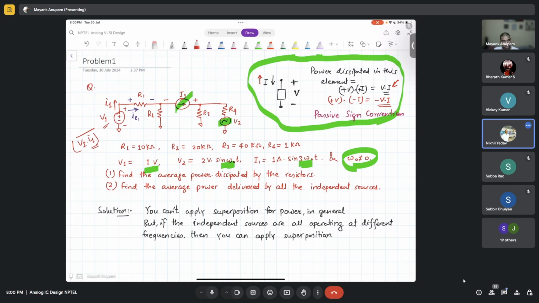Yes, sir. Similarly this holds good for the current source also, what you have explained here? Yes, the same thing holds. Like instead of voltage, you have a current source, if the current is going from the positive to the negative terminal, power is being dissipated. Yes. Okay, sir. Thank you.